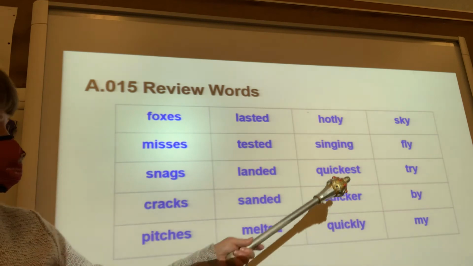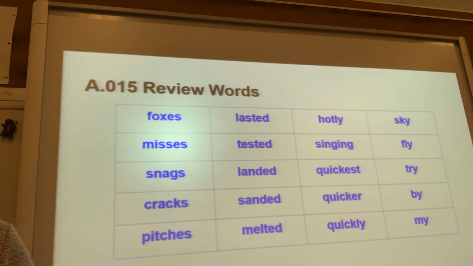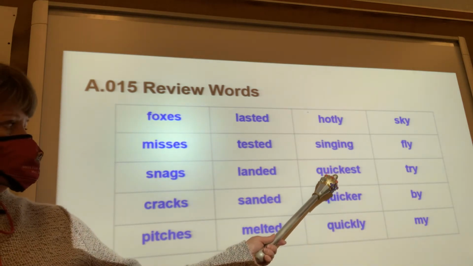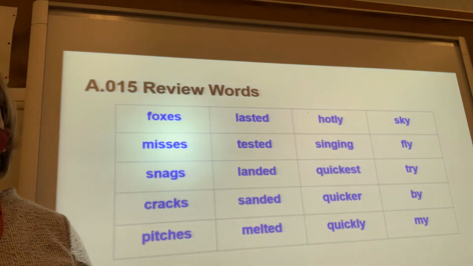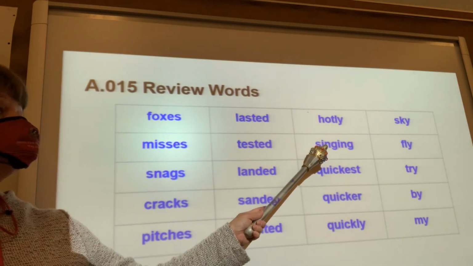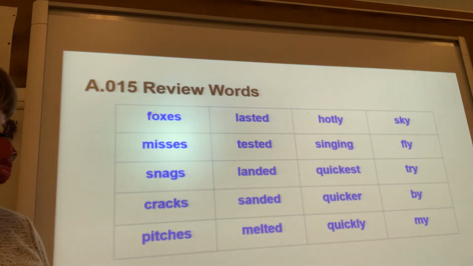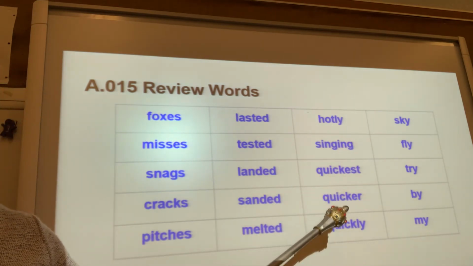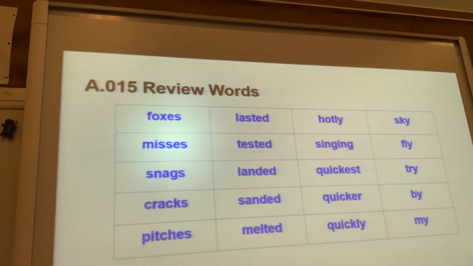All right, here's that EST. Remember, we say when you're comparing more than two. So this word would be quickest. Okay, he was the quickest of all. And then our ing means it's happening right now. She was singing. Okay, here's quicker, only comparing two things. Trinity is quicker than Jaden. Okay, you never know.